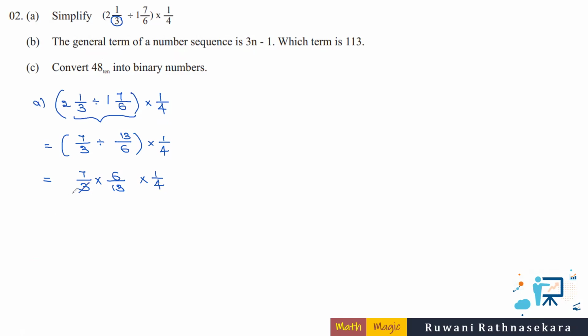Right? You can divide these two. 3 times 1, 3 times 2, where you get 14/13 into 1/4. Now you can divide 14 and 4 by 2, 2 times 2 and 2 times 7. Finally, you get 7 times 1, 7. 13 into 2 is 26. Therefore, it should be 7/26. Right.